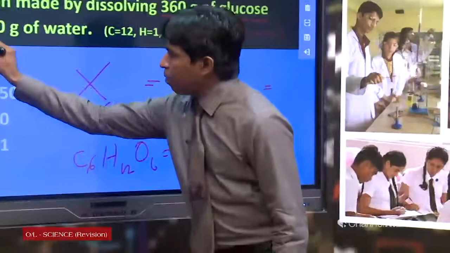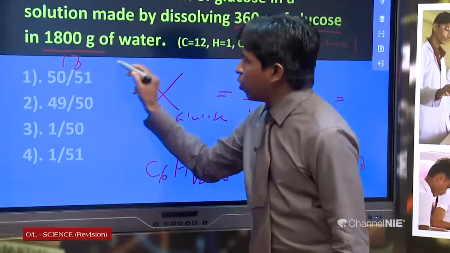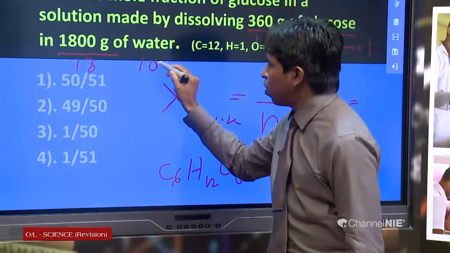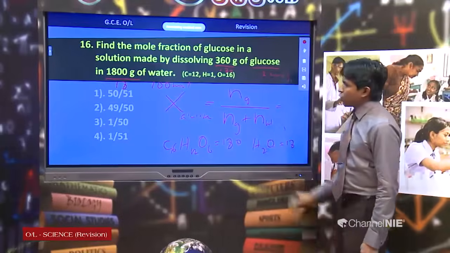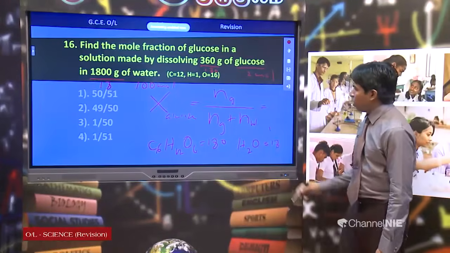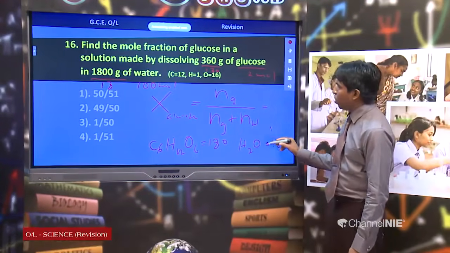When you divide water by 18 grams per mole, you get 100 moles. So, we know the number of moles of each: glucose 2 moles, water 100 moles. So, how to find the mole fraction of glucose?